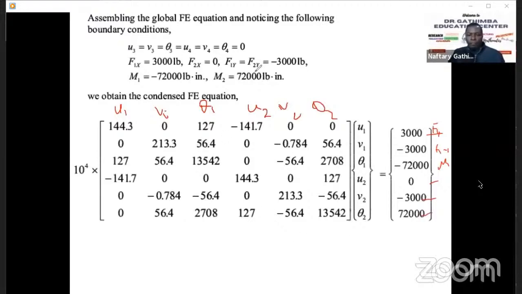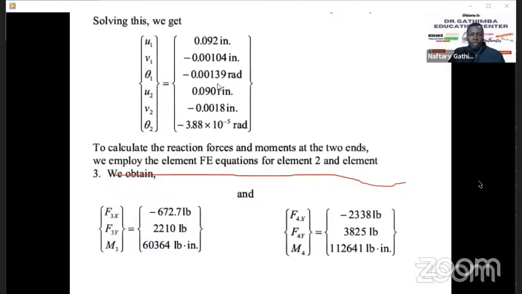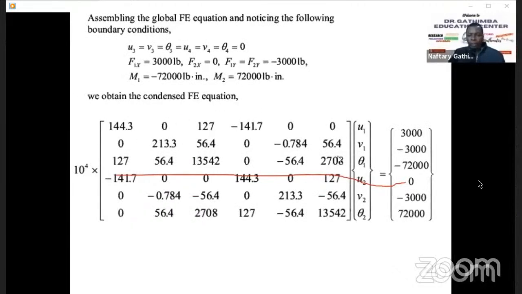So with that, we can go ahead and start solving this equation. Because of these known quantities, like V0, this equation can reduce tremendously. So just go ahead and solve. Solving that equation, you obtain the degrees of freedom, the displacement components, in inches and radians. And then to calculate the reaction forces, you go back to this equation.